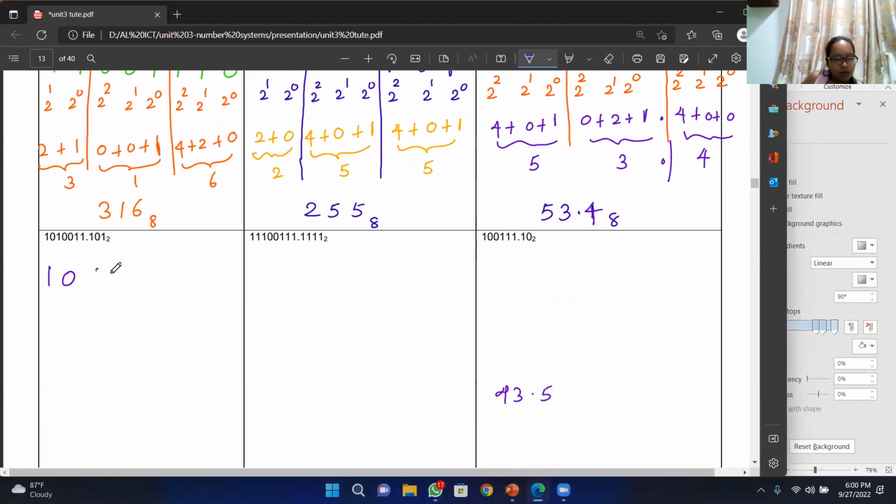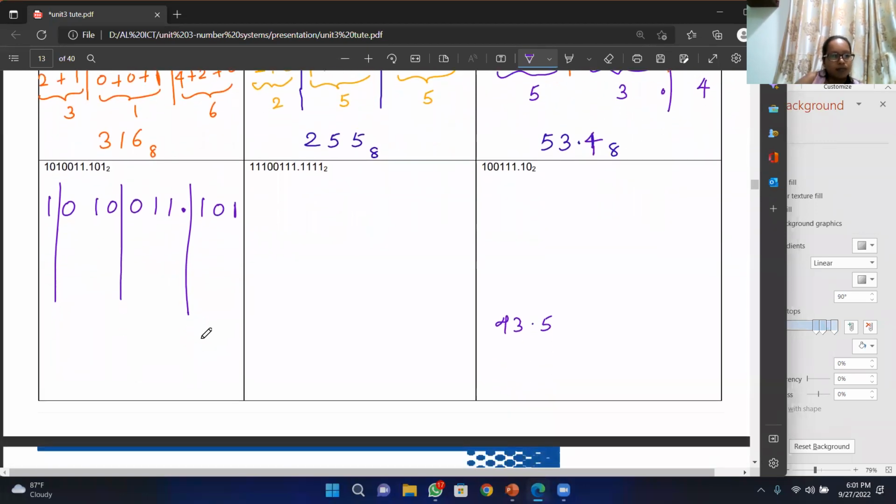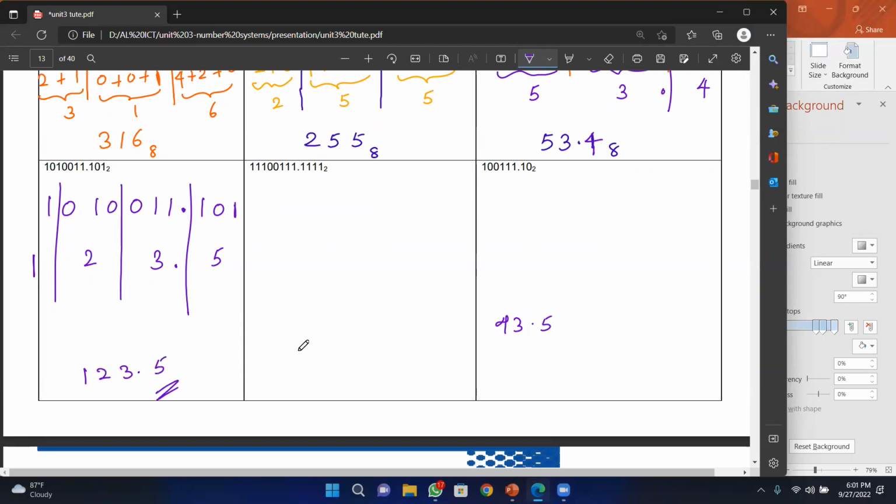One zero one zero zero one one, five 101. Then we can divide it properly by 3 because only 3 digits are there. Here 5, then 9, then 1. Yes, 123.5. Teacher, I have one more doubt, teacher.